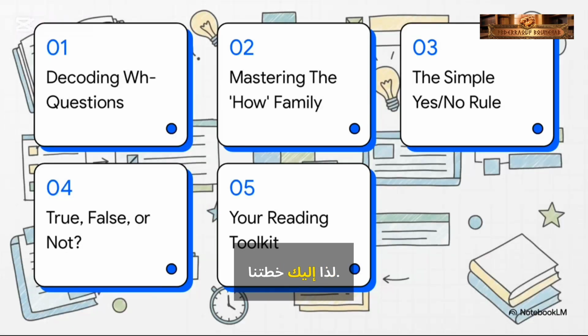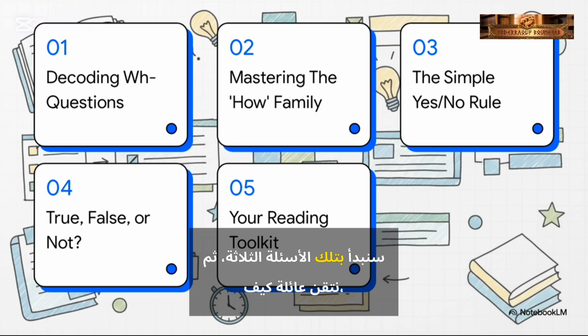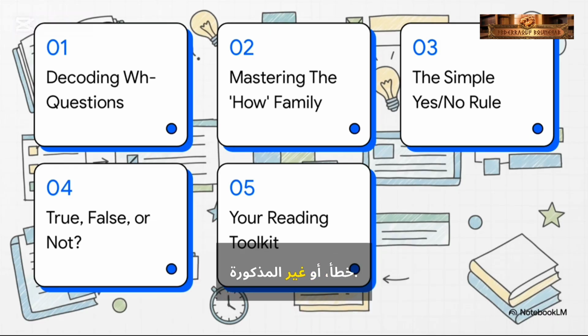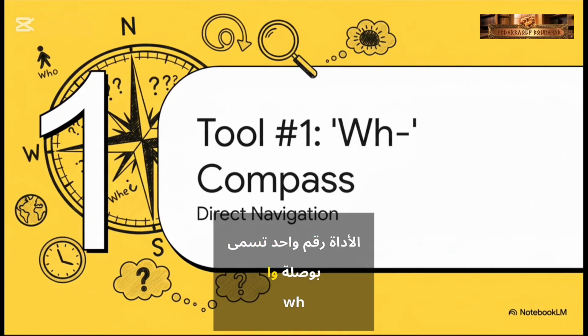All right, so here's our game plan. We're going to build your reading toolkit together, piece by piece. We'll start with those W questions, then we'll master the how family, absolutely nail the yes-no rule, and finally we'll learn how to tackle those tricky true, false, or not mentioned questions. Let's get to it.